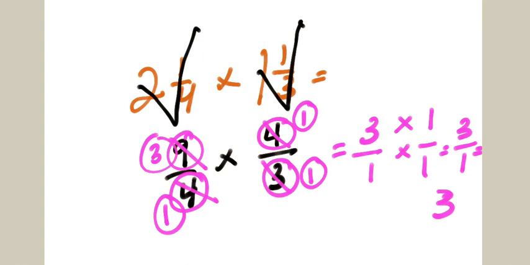So that pretty much talks about everything you need to know for this lesson. Just remember, if it's a mixed number, you want to change it to an improper fraction. And if it says in simplest form or reduce, that means you have to find what number you can divide into both of them.